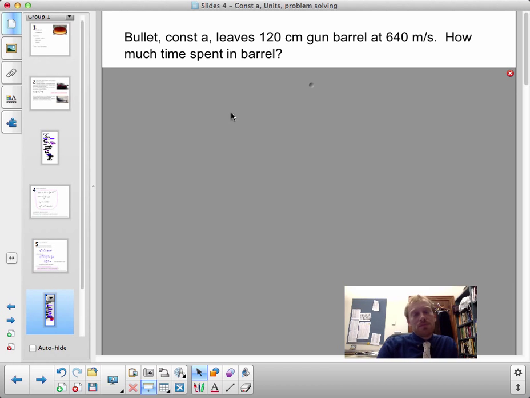Now let's do an example. Let's say there's a bullet that is in a gun and it experiences constant acceleration throughout the length of the barrel. And this is a pretty long gun barrel, 120 centimeters long, and it leaves at about 640 meters per second. I want you to tell me how much time it spent in the barrel.